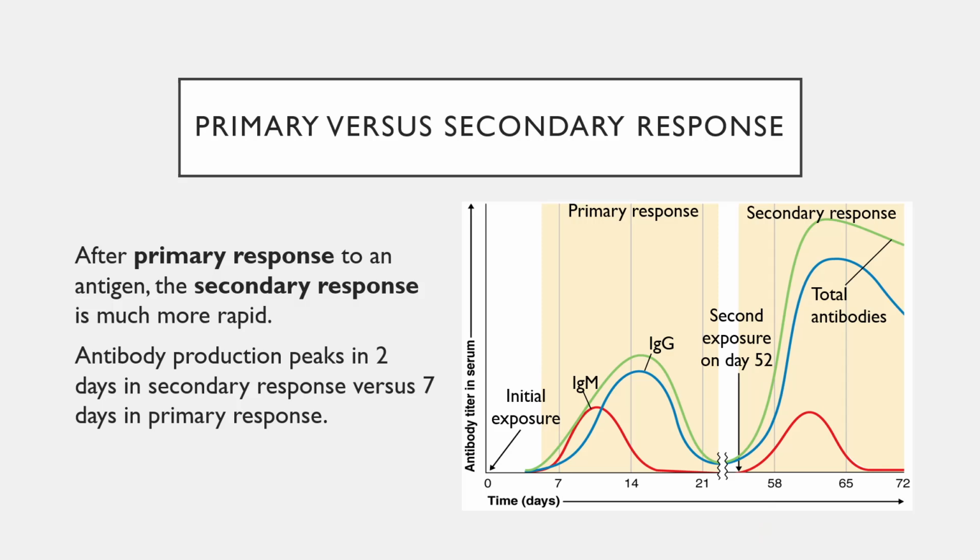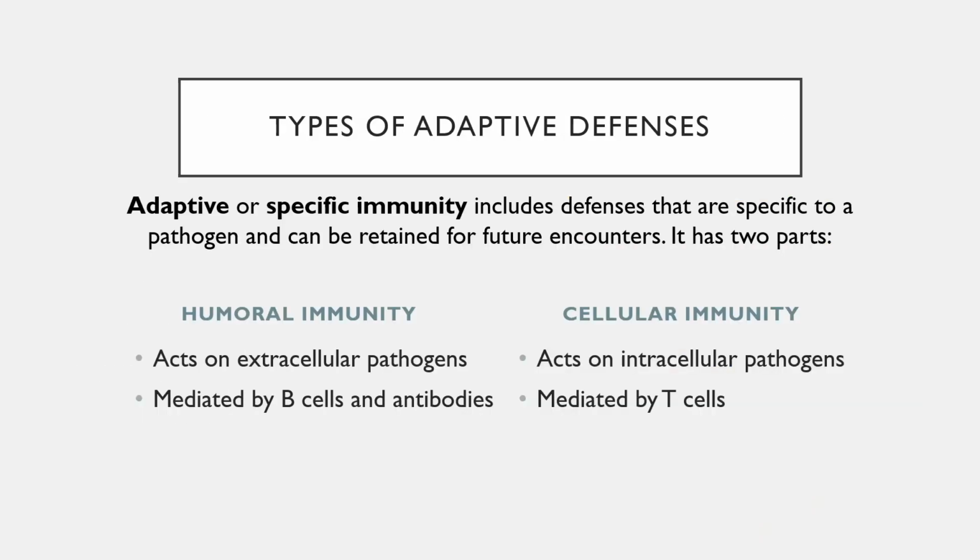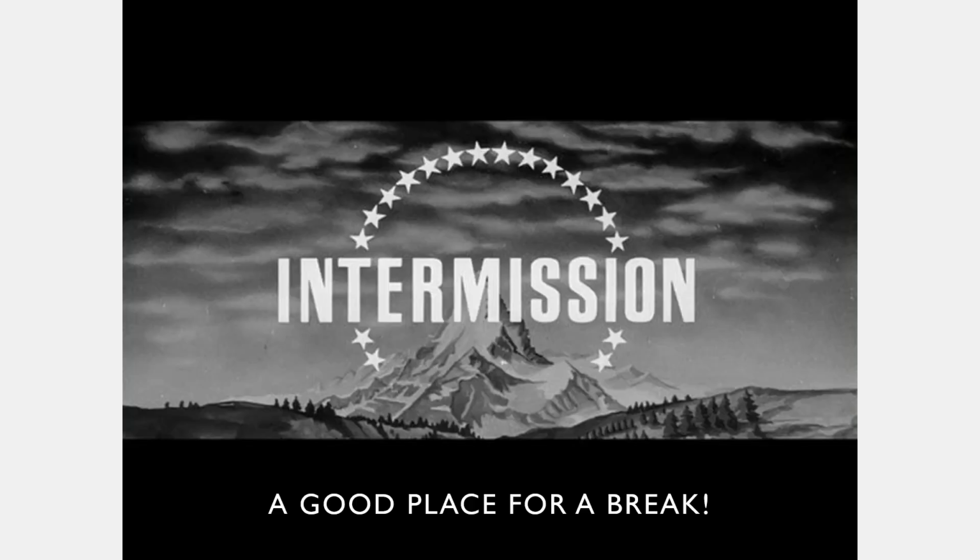So this completes our discussion of humoral immunity, one of the two components of the adaptive immune system. Next, we're going to move on to talking about cellular immunity. But if you are looking for a good place to take a break in this rather long lecture, this is a good stopping point to take that break.